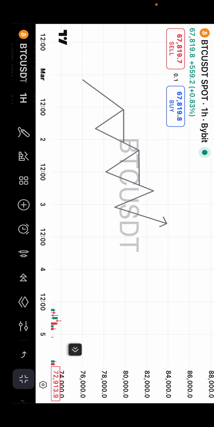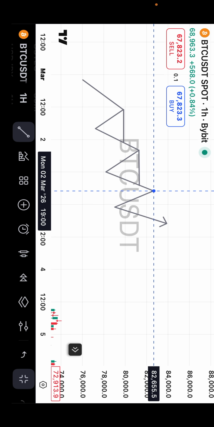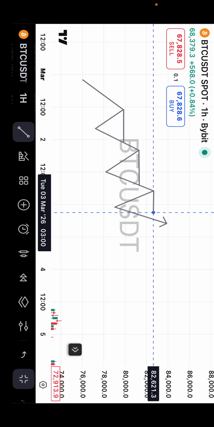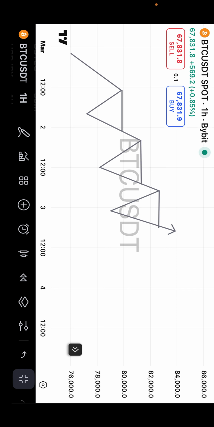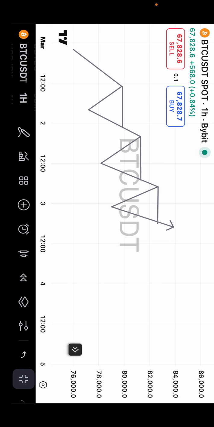So as long as the market is bullish, we need to look for buys. And then how do we get our buys? We enter from a demand zone. So here is the demand zone. The demand zone is the last candle before the impulse.